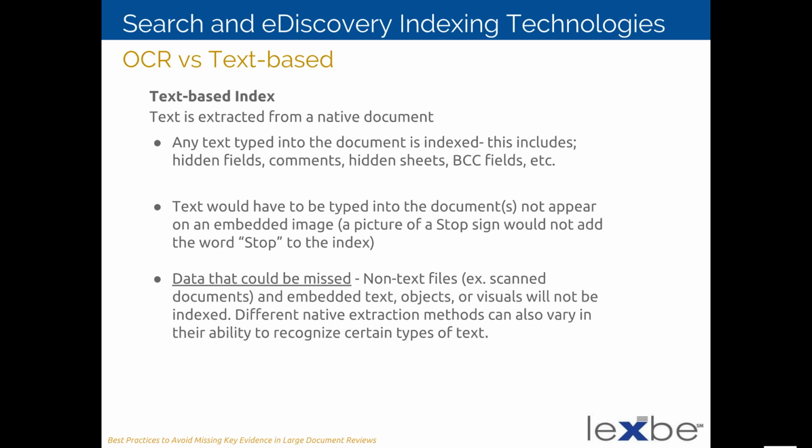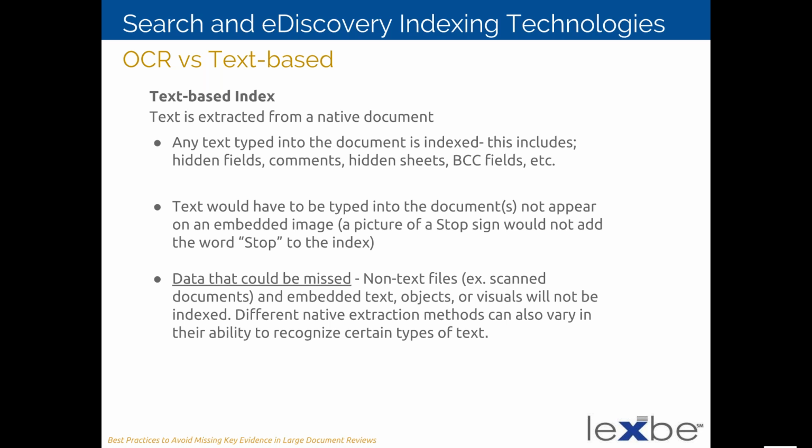So conversely to the OCR, the data that can be missed with just the text-based index is any non-text file: scanned documents, embedded text, objects, graphs, those sorts of visuals won't be indexed. Different native extraction methods can also vary in their ability to recognize certain types of text.